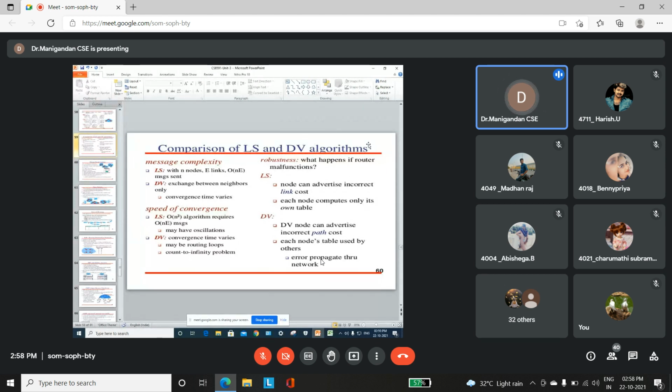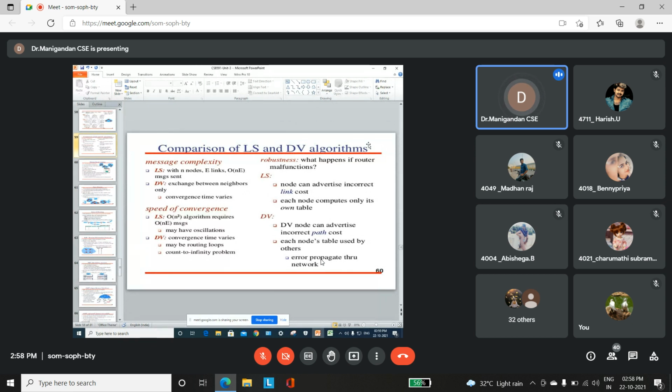Regarding speed of convergence, if you are using link state, the algorithm requires O(n times e) messages, and there may be oscillation. With distance vector, the convergence time varies, depending on the routing protocol, and there is the count-to-infinity problem.